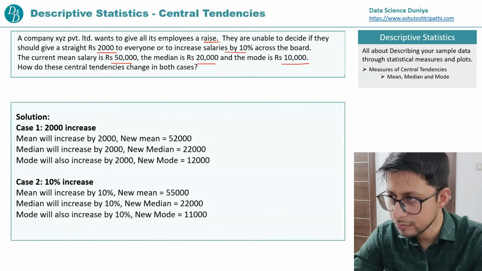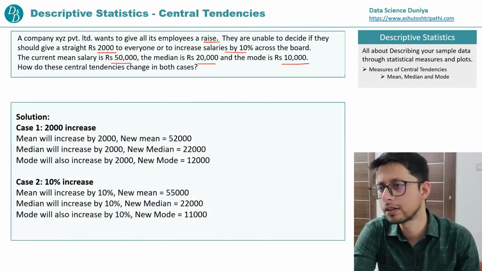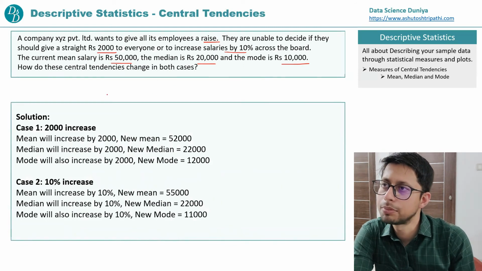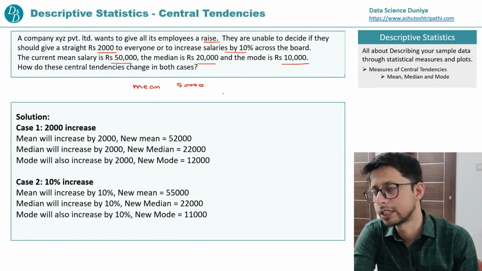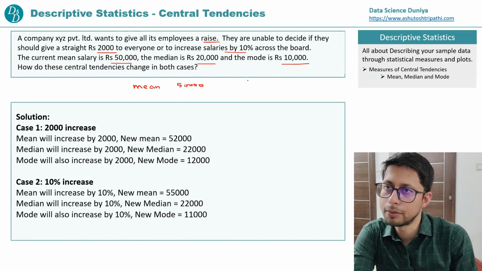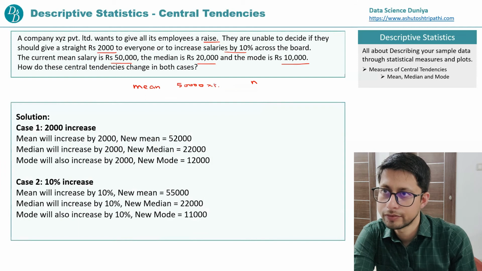Okay, let's see. I have written this solution, but you can solve it however you would. So for example, the current mean is 50,000. Suppose there are n employees in your company. We want to know the total sum of the salary. So it will be the mean times the total number of employees, right?